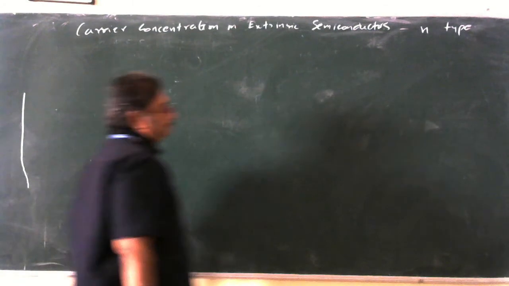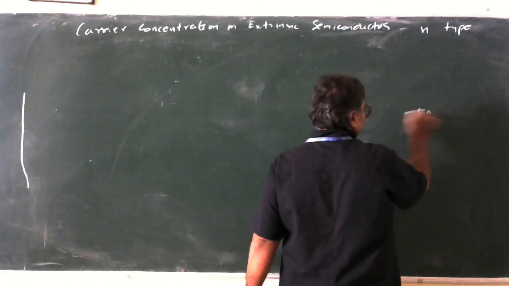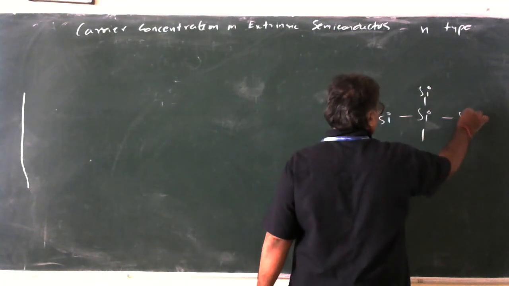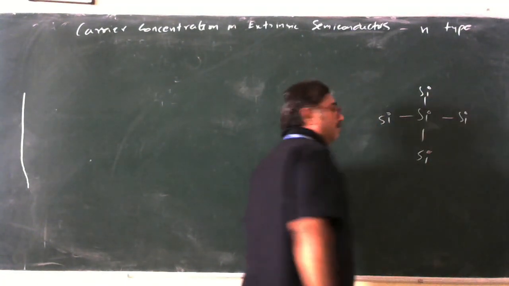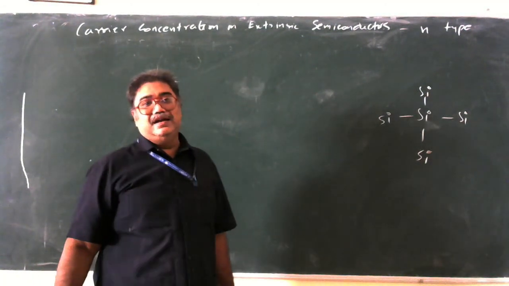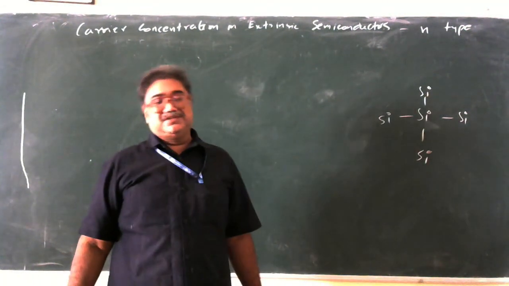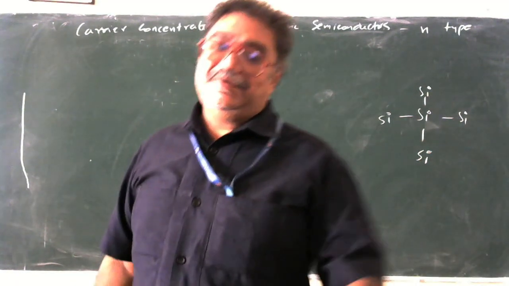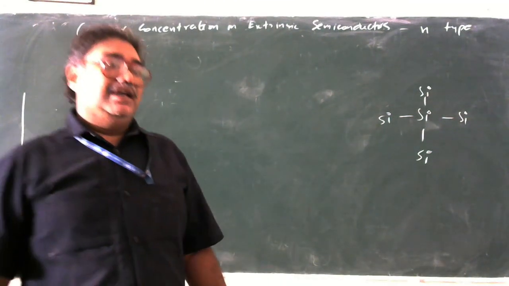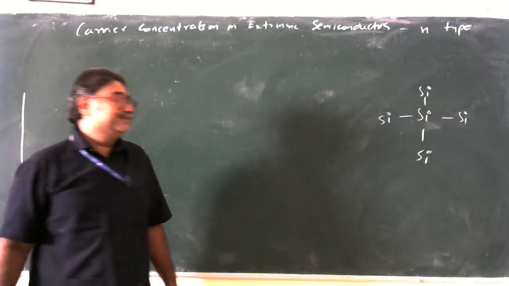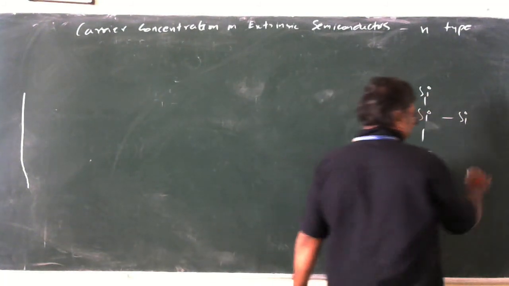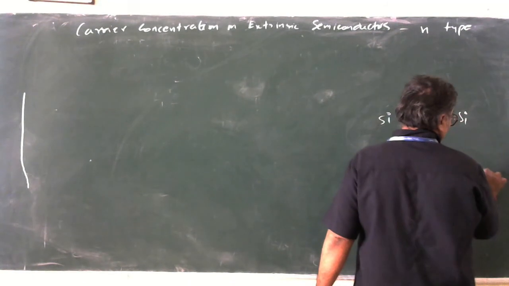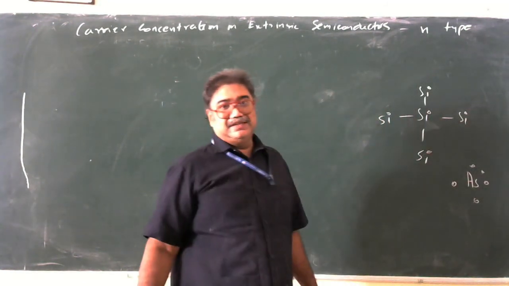Let us take silicon. This is the silicon structure, where each silicon is bonded to four other silicons. Now we are going to add a pentavalent impurity like phosphorus or arsenic. What do we mean by pentavalent? It has 5 valence electrons. So arsenic has 1, 2, 3, 4, and 5 electrons.